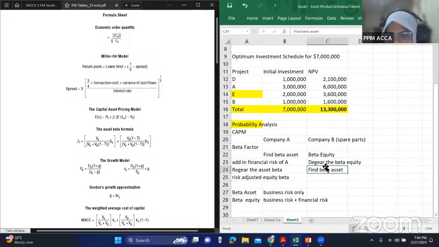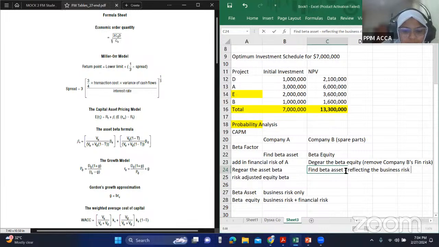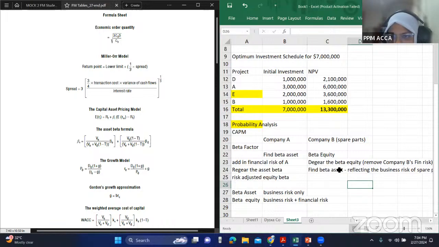So when you do this de-gearing of beta equity, what you do is basically you remove company B's financial risk. You remove their financial risk, and you get the asset beta. So it is only reflecting the business risk of spare parts.